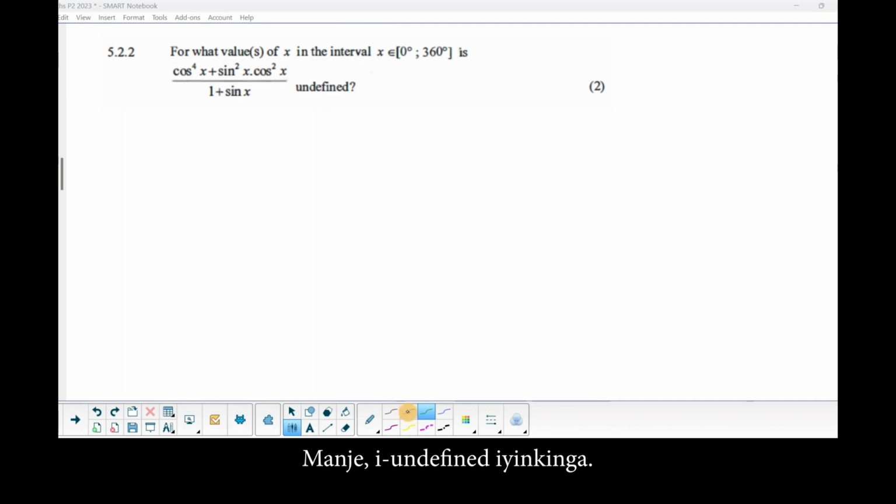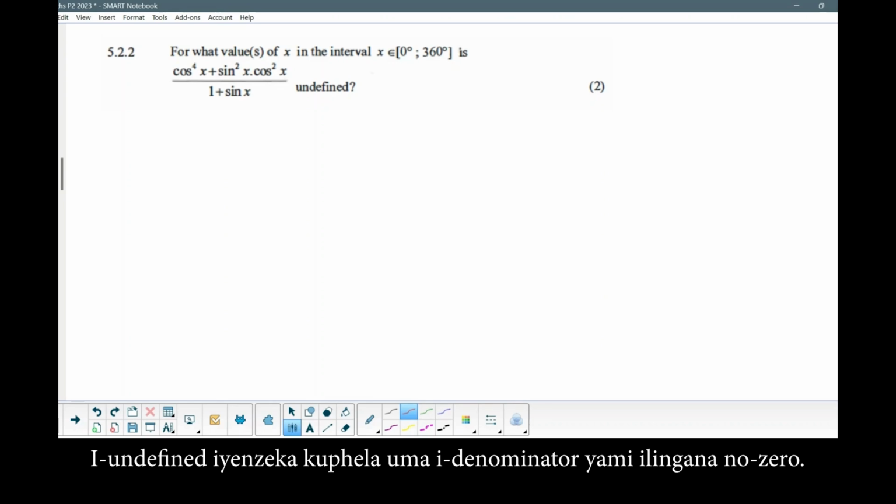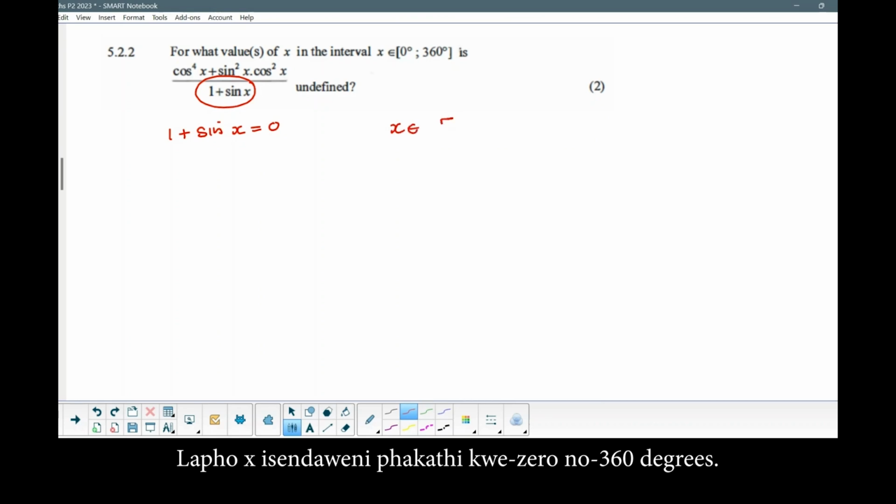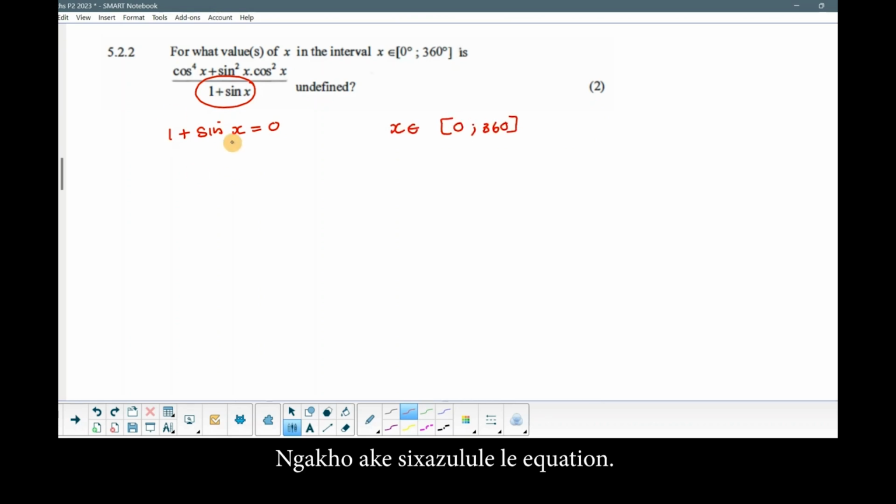Now, undefined is a tricky one. Undefined only happens if my denominator is equal to 0. So, when would my denominator equal 0? When x lies between 0 and 360 degrees. So, let's solve this equation. I end up with sine x equal to negative 1.